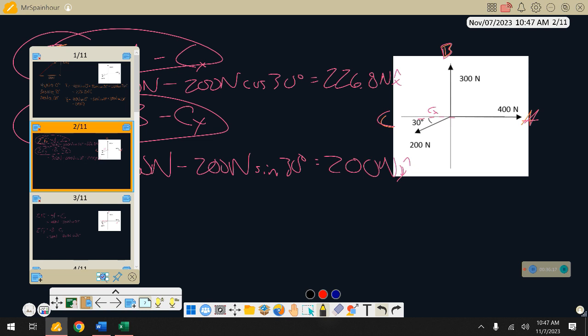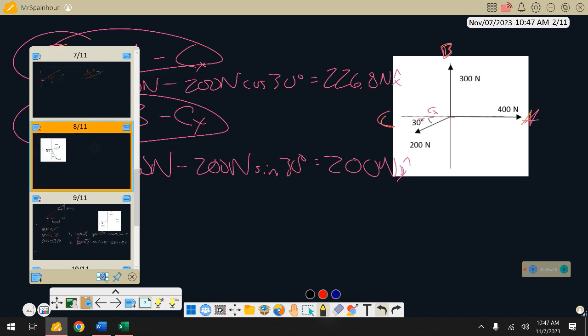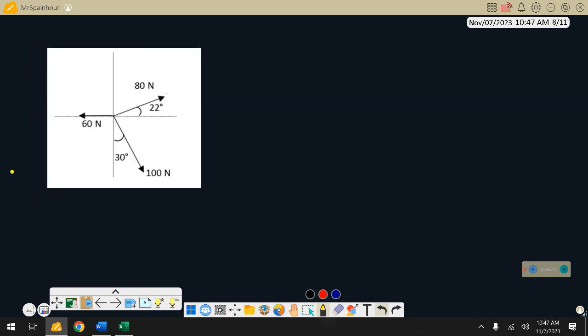Now, this is problem number 8. I think problem number 9 on the homework looks like this one. So what I want you to do just real quick is do the sum of forces in the x and the y for this. Like just write that equation. That's all.